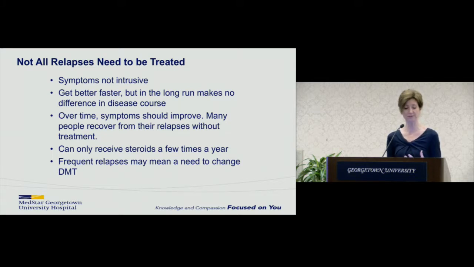You can only receive steroids a few times a year. And when I say that, I mean getting the 5 days in a row, 3 to 5 days.